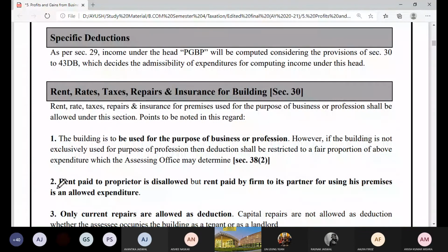Now, today we'll start with the specific deductions. After section 28, the next section in the Act is section 29. Section 29 doesn't tell us anything specific. It only tells us that we know the methods of computation under section 145, and we know what the incomes are as per section 28. Now, all the expenses that can be deducted from this income are covered under section 30 to 43 DB.